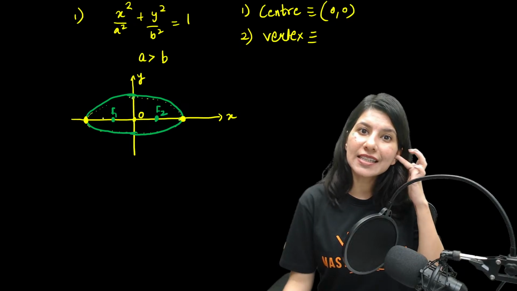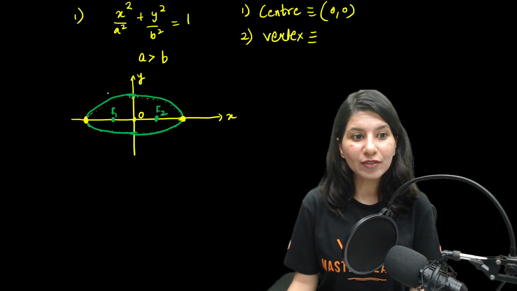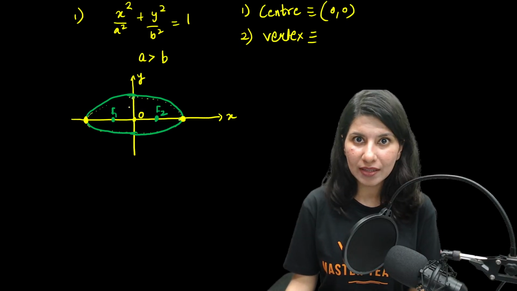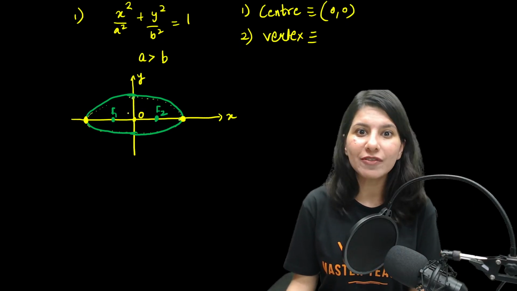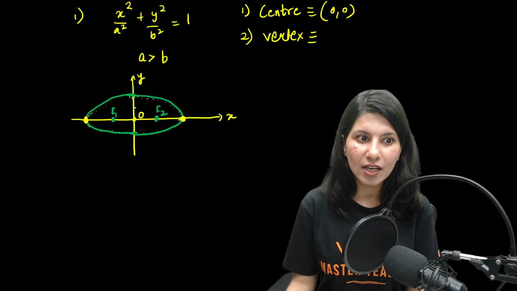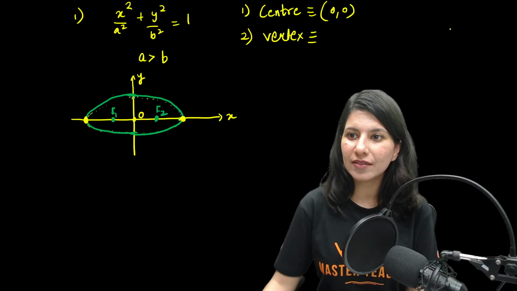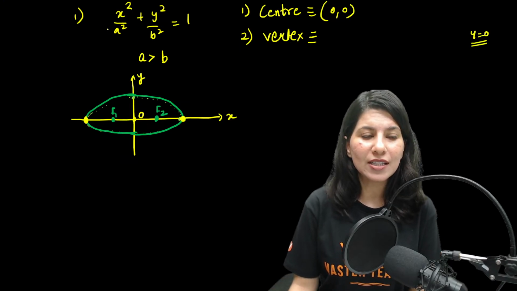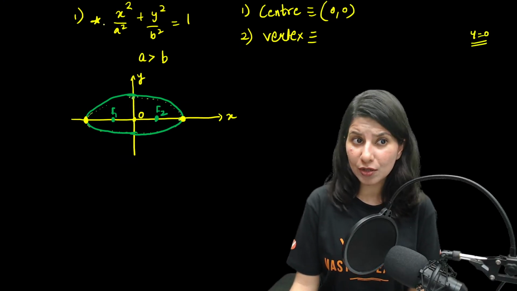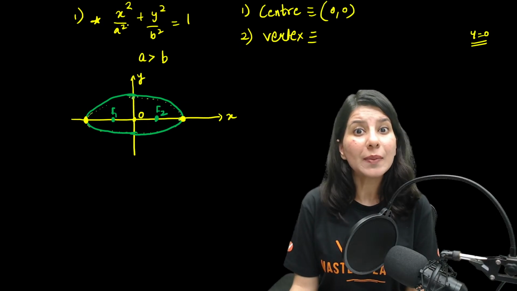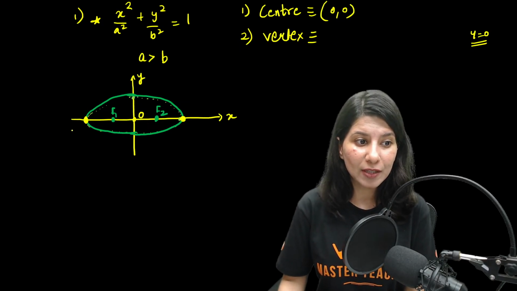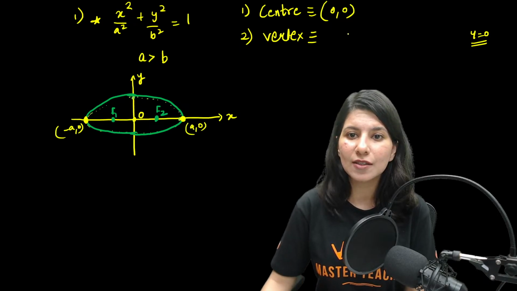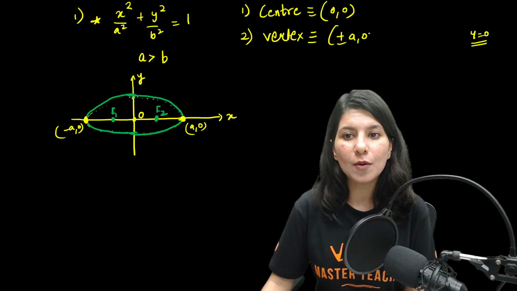So for the vertex, in the case of a horizontal ellipse, put y equals 0 to get the vertex. For a horizontal ellipse, put y equals 0. The moment you put y equals 0 in the standard equation of the ellipse, x will be plus minus a. So the vertices will be minus a comma 0 and plus a comma 0. So this is your vertex, plus minus a comma 0.